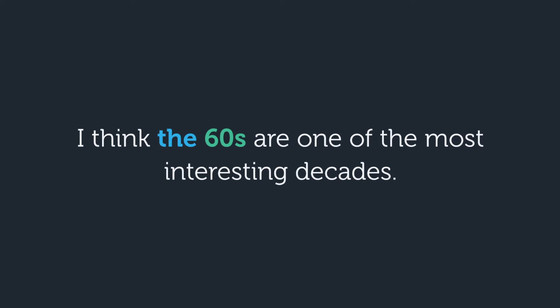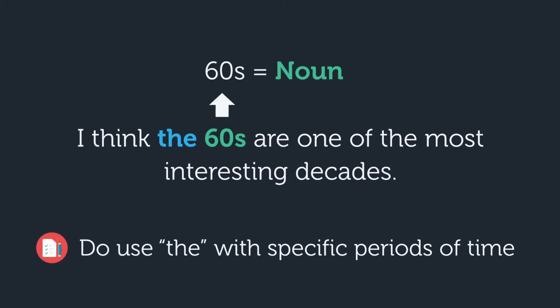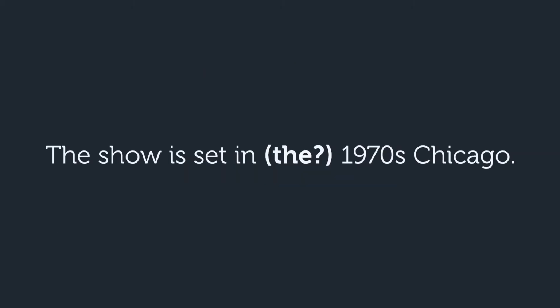Let's continue to explore this problem. Does "the" fit in this sentence? Yes, it does. Here, 60s is a noun, and we know that there's a rule that says you should use "the" with specific periods of time. Easy. So then in this sentence, we should also use "the," right?